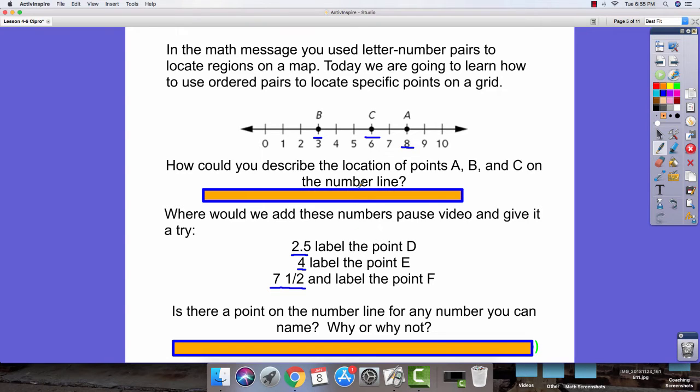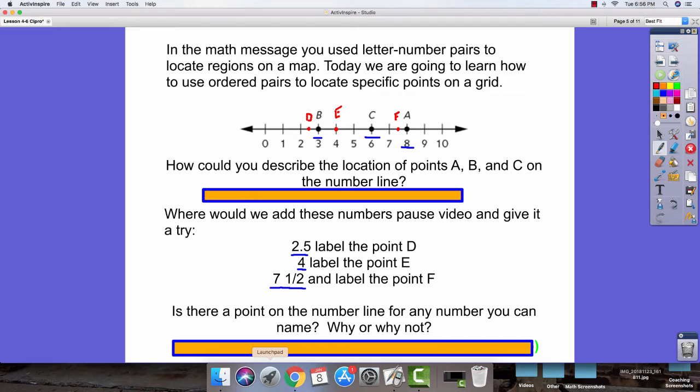Pause video. All right, let's see how you did. So 2.5 should be right in between 2 and 3. 2.5 is halfway between 2 and 3. So I can plot the point halfway between 2 and 3 and label that D. Point 4, that's just right on point 4. I'm going to label that E. 7.5 is right between 7 and 8, so I'm going to go exactly halfway between there, and I'm going to label that point F.